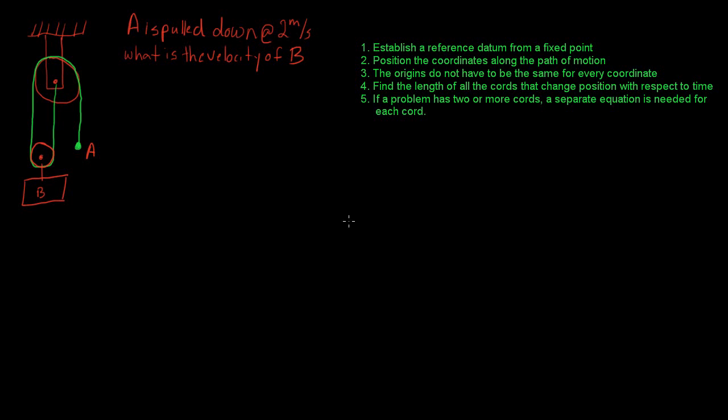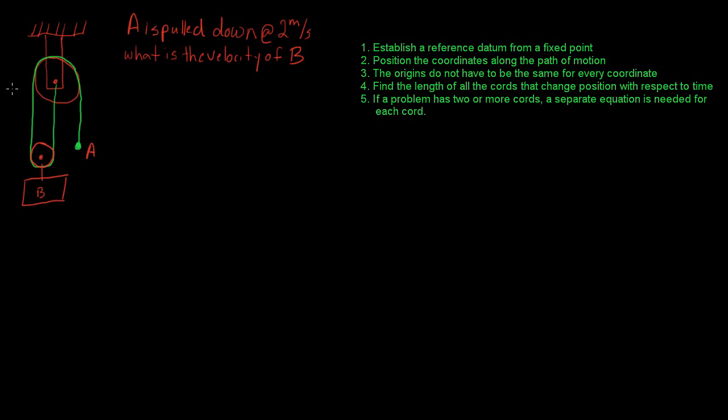In this video, I would like to go over a couple of different pulley examples. This first example is shown with this pulley. We have two different pulleys, and we have one cord that is attached to both of these pulleys. We are going to pull down at point A at 2 meters per second, and we are asked to figure out what the velocity of B is.